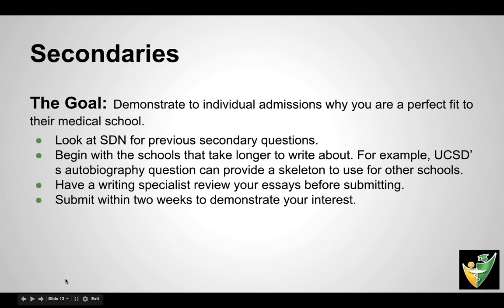One of the ones that I would recommend starting with is the UC San Diego one, especially if you're having trouble with your personal statement, because that question is an autobiography. They want you to tell them about yourself in, I think, 5,000 characters. It's like your personal statement, but they want you to use something other than your personal statement. So for UCSD, you're essentially going to write two personal statements. It's a good place to start because it provides a framework to answer other questions. Once you have your life laid out, you can pick and choose, and that'll be your foundation to start the next question.